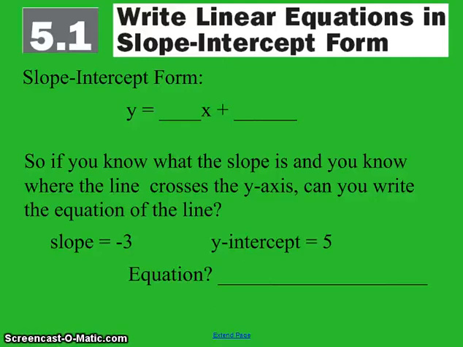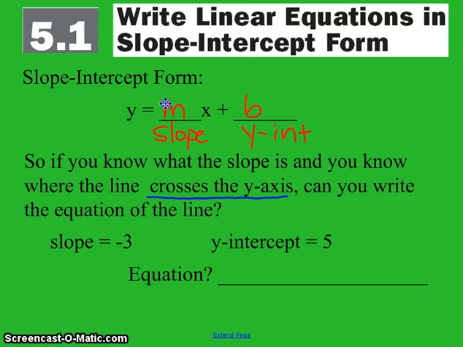This is 5.1, writing equations in slope-intercept form. You know that slope-intercept form is y equals mx plus b, where m represents the slope of a line and b represents the y-intercept of that line. Remember, the y-intercept is where the line crosses the y-axis.